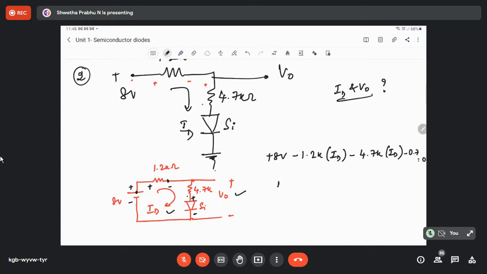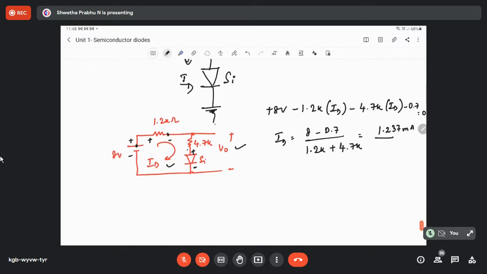Yes, ma'am. Now you calculate ID, that is 8 minus 0.7 divided by 1.2k plus 4.7k. How much will you get? 1.237 milliamperes, about 1.24 milliamperes. Okay, fine, no problem. Find the output voltage.